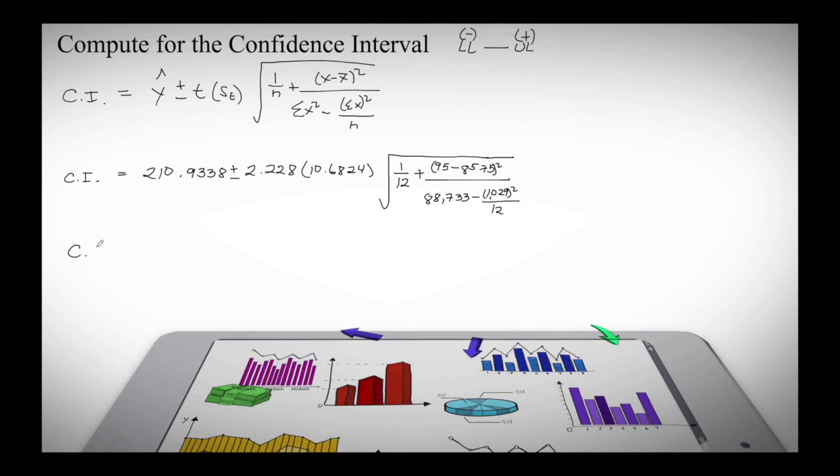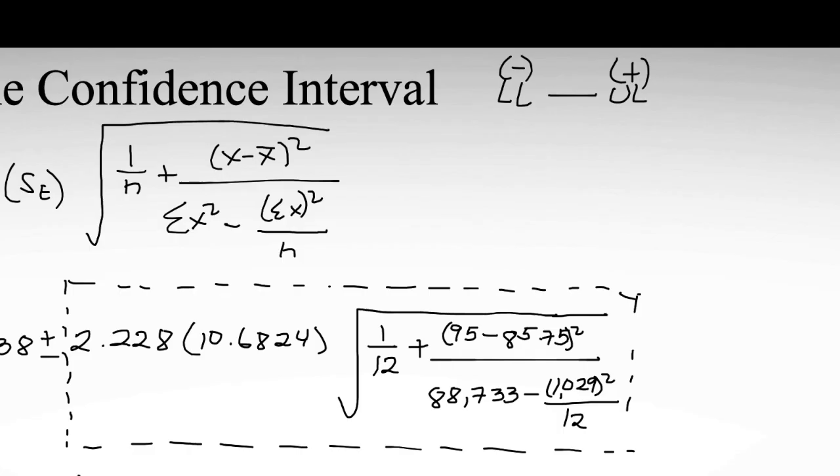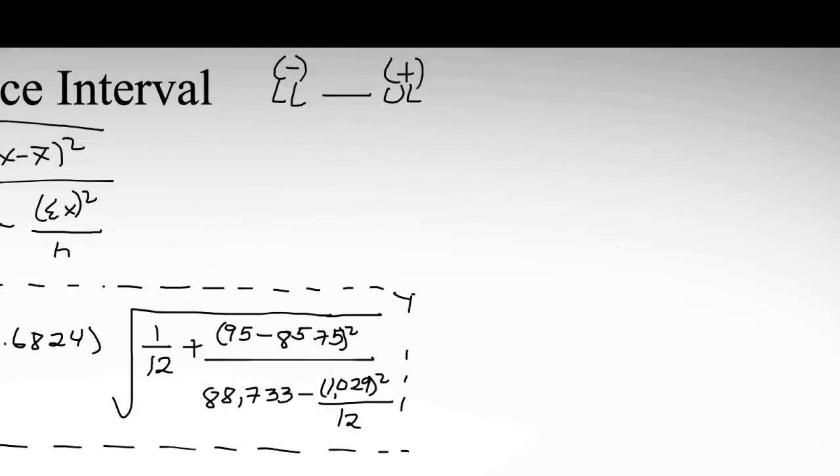Now, for the value of CI, ang una nating isolve is yung positive, no? Ito muna pala, 210.9338. Then mag-plus minus na lang tayo. Ang una nating isolve for sa calculator, para mamaya nakita nyo, pagbukurin natin yung plus and minus because again, that will serve as our lower and upper limit ng ating confidence interval. Okay, so ito muna ang ilagay natin sa ating calculator. Okay, so let's go now to our calculator.